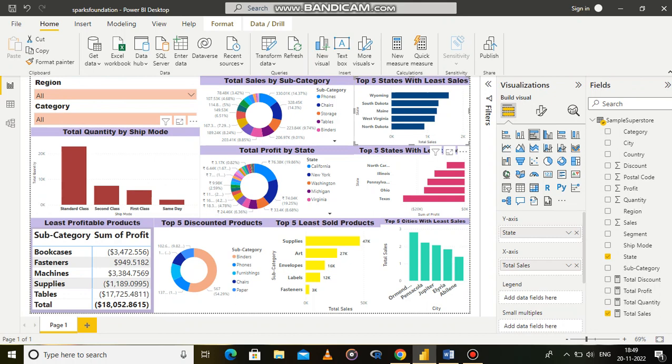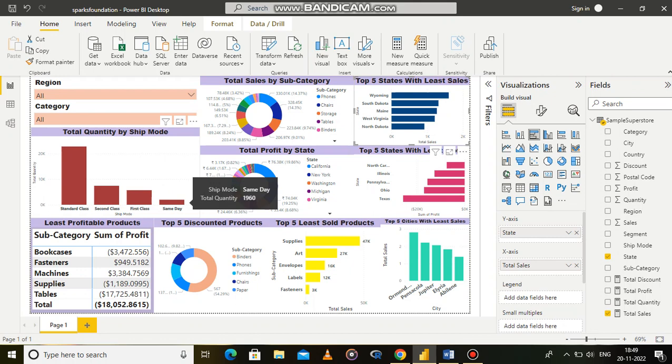Next, we see here that the most quantity shipped was by the mode called standard class, followed by second class, then first class, and same day, which is the lowest. Obviously, I think same day will be quite expensive, so most people are choosing the standard class here.